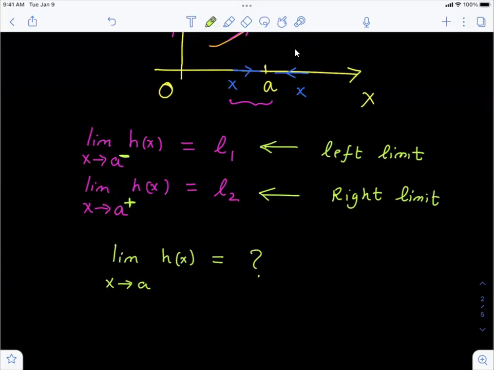There is no value, but there is a mathematical way of saying it. Instead of having a question mark in front of a question, let's give an answer. In this scenario, we call it this limit does not exist.